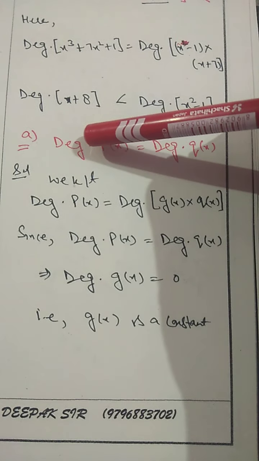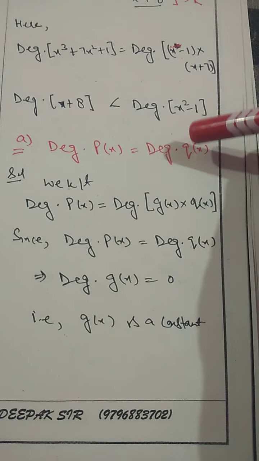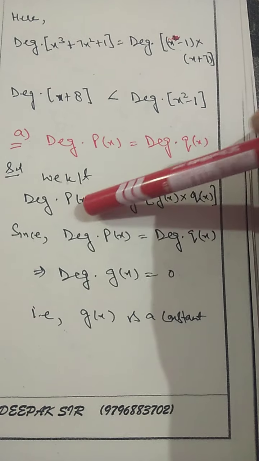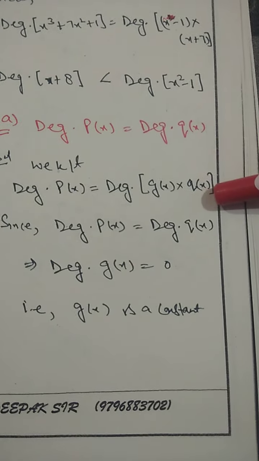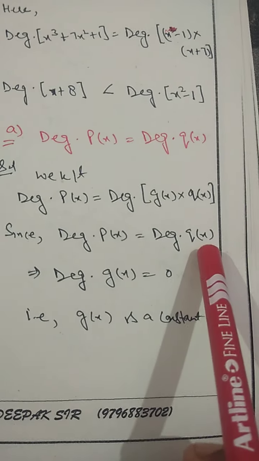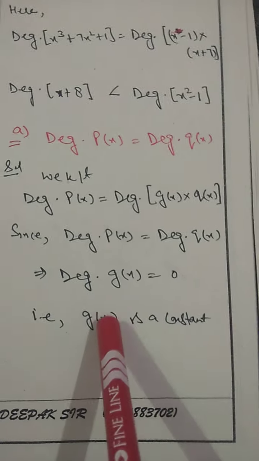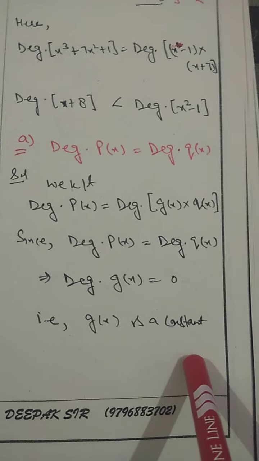The first part: the degree of p of x should be equal to the degree of q of x. From the division algorithm we find that the degree of the dividend is equal to the degree of the divisor into the degree of the quotient. If the degree of the dividend is equal to the degree of the quotient, it means that the divisor has no degree, that is, the degree of the divisor should be equal to 0, that is, the divisor should be a constant.